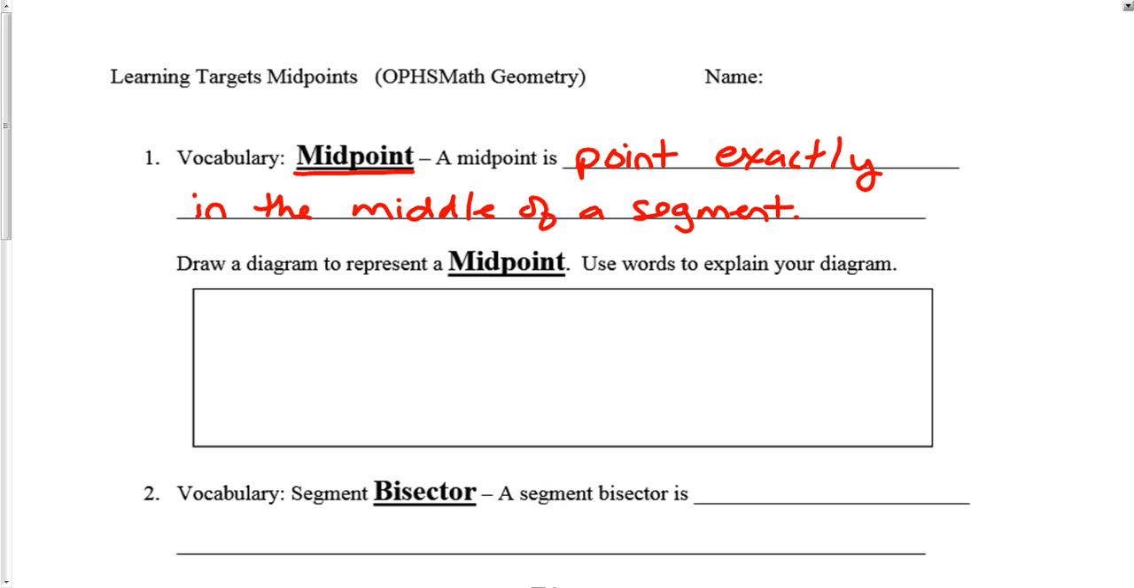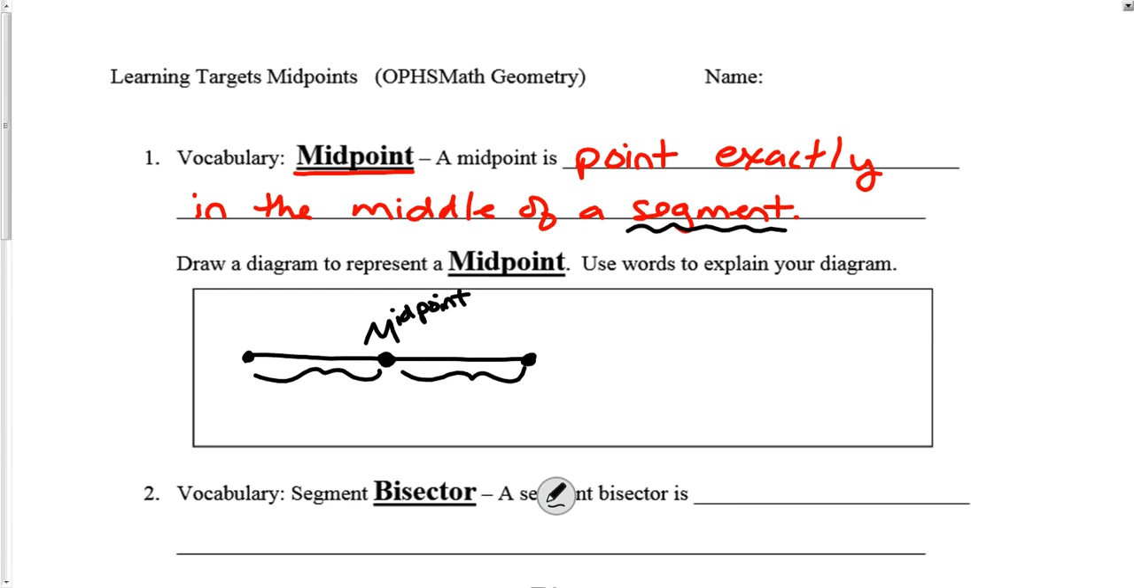Now, draw a diagram to represent a midpoint and use words to explain your diagram. So to show something as a midpoint, I'm going to start with a segment because a midpoint bisects a segment, or it goes to the middle of a segment. So I would put M here for my midpoint.